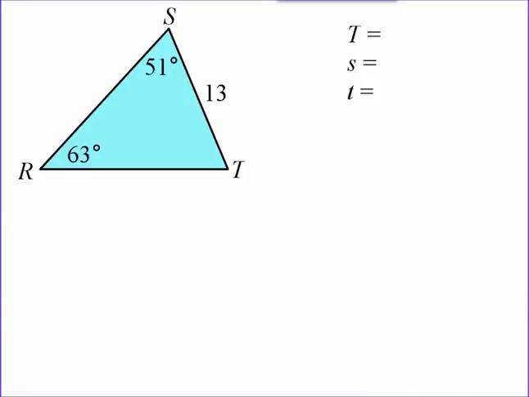So instead of using it just in symbols, you've now got a picture. So this is actually a little bit easier because we don't have to draw the pictures we did in the problem before. Once again, we're finding angle T, our side S and side T. So what do you want to do first? Sine 63 over 13 equals sine 51 over S.